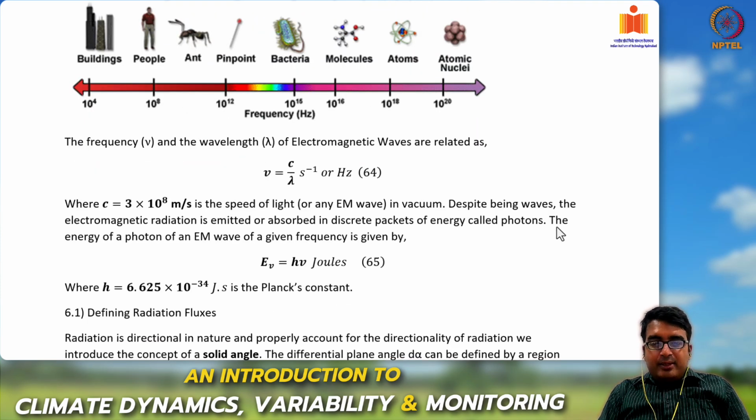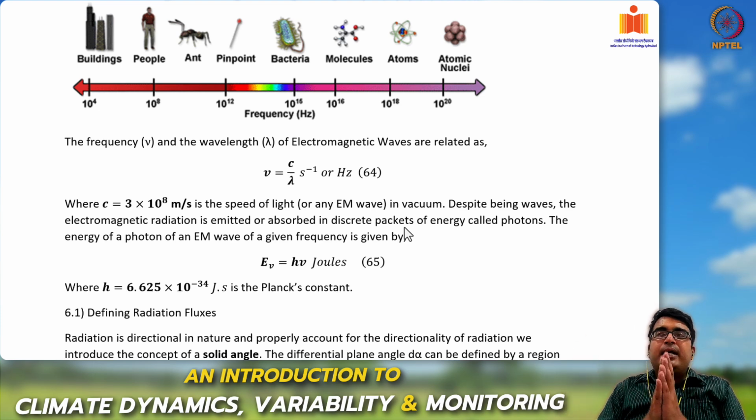We also said that electromagnetic waves carry energy in discrete wave packets called photons, and the energy of these photons is proportional to its frequency nu, with the proportionality constant being the Planck constant, which is 6.6 times 10 to the power minus 34 joule second.